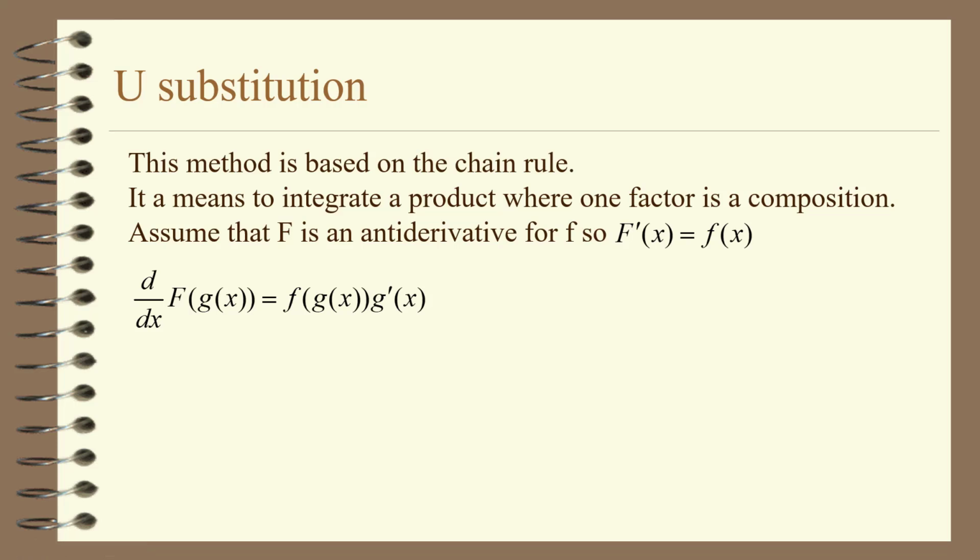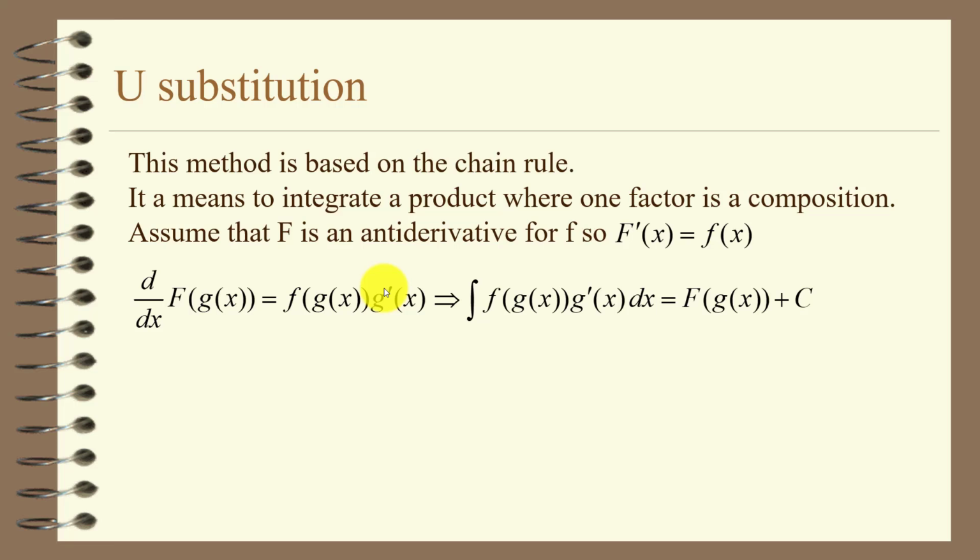U-substitution is a method based on the chain rule. It's just in reverse. It's a means to integrate a product where one of the factors is a composition. Assume that capital F is an antiderivative for lowercase f. That means if you want to find the derivative of capital F of g using the chain rule, you would take the derivative of the outside function, getting, in this case, lowercase f. You would not change what the function was applied to, but then you would multiply the result by the derivative of that inside.